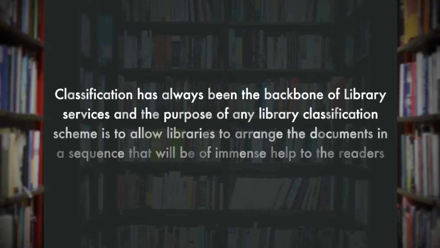Now, to conclude this topic, we can say that classification has always been the backbone of library services, and the purpose of any library classification scheme is to allow libraries to arrange the documents in a sequence that will be of immense help to the readers. A variety of library schemes have been developed in various countries throughout the world to maintain the library classification in the most helpful manner possible. So, in the era of ICT, the electronic versions of the DDC and UDC make it possible to realize the potential of library classification to improve subject retrieval.